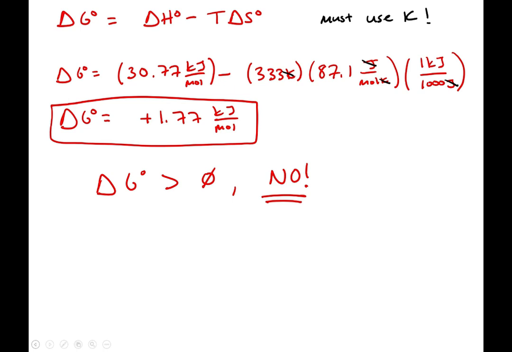So having found that the process is not spontaneous at 60 degrees Celsius in 1 atm, the second part of the problem asked us to determine at what temperature it will spontaneously boil. So let's go to the next slide and do that part of the problem.